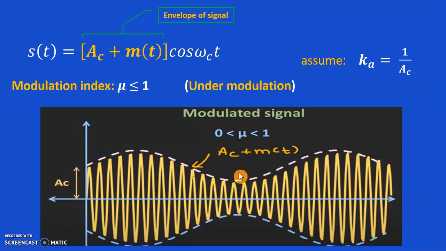But the thing is, this envelope detector works only when this Ac + m(t), or the envelope signal, is greater than 0. Or in other words, when the modulation index of this AM signal is less than or equal to unity. And this is the case of under modulation. So this AM wave represents under modulation signal.